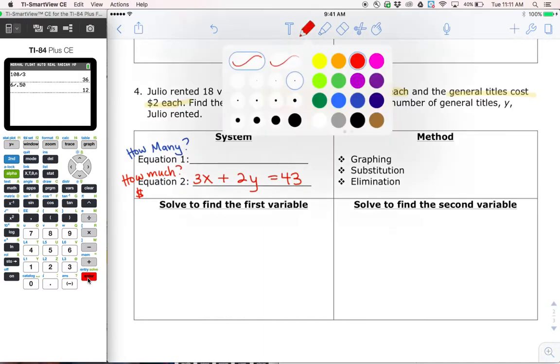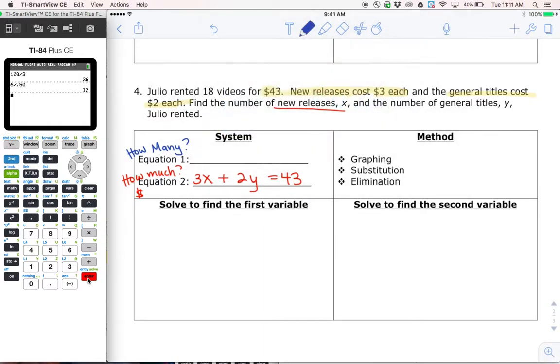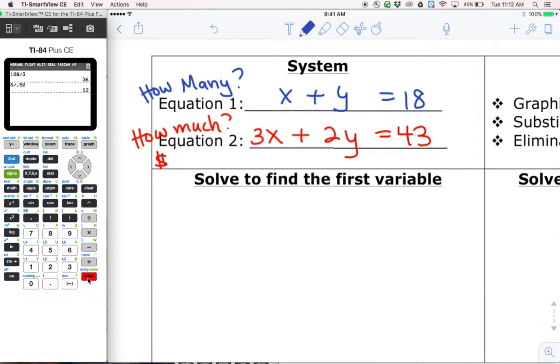Okay, we got one equation. The only other number we're given is this 18. And that's just how many videos we rented altogether. We rented 18 videos. We don't know how many of each. So we're just going to say X plus Y is 18, right? All the new releases and all the general titles were 18 videos altogether. So we got money, money, money, and we got videos, videos, videos. All right, keep those like terms kind of in the same equations. They're not like terms. Keep the similar items in the same equations.